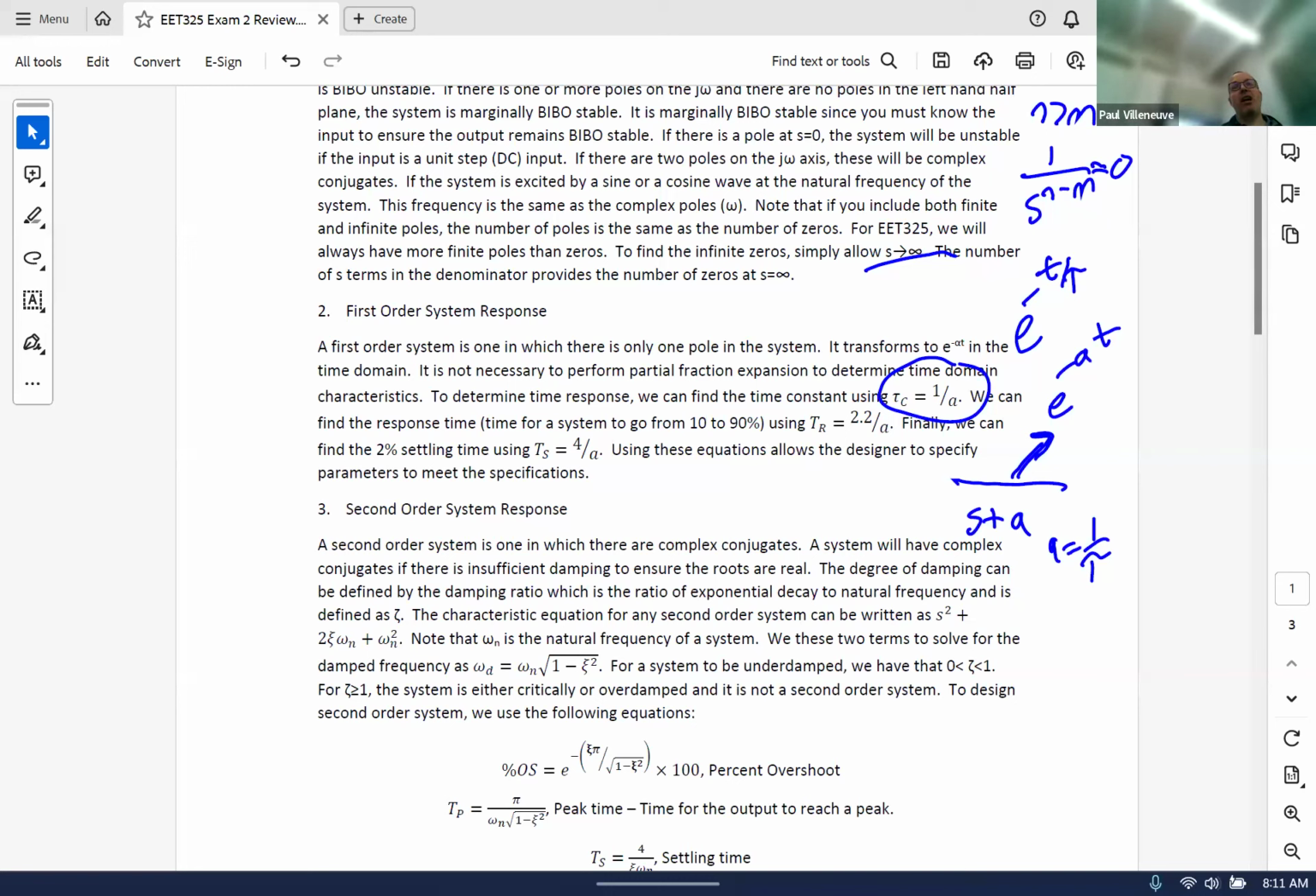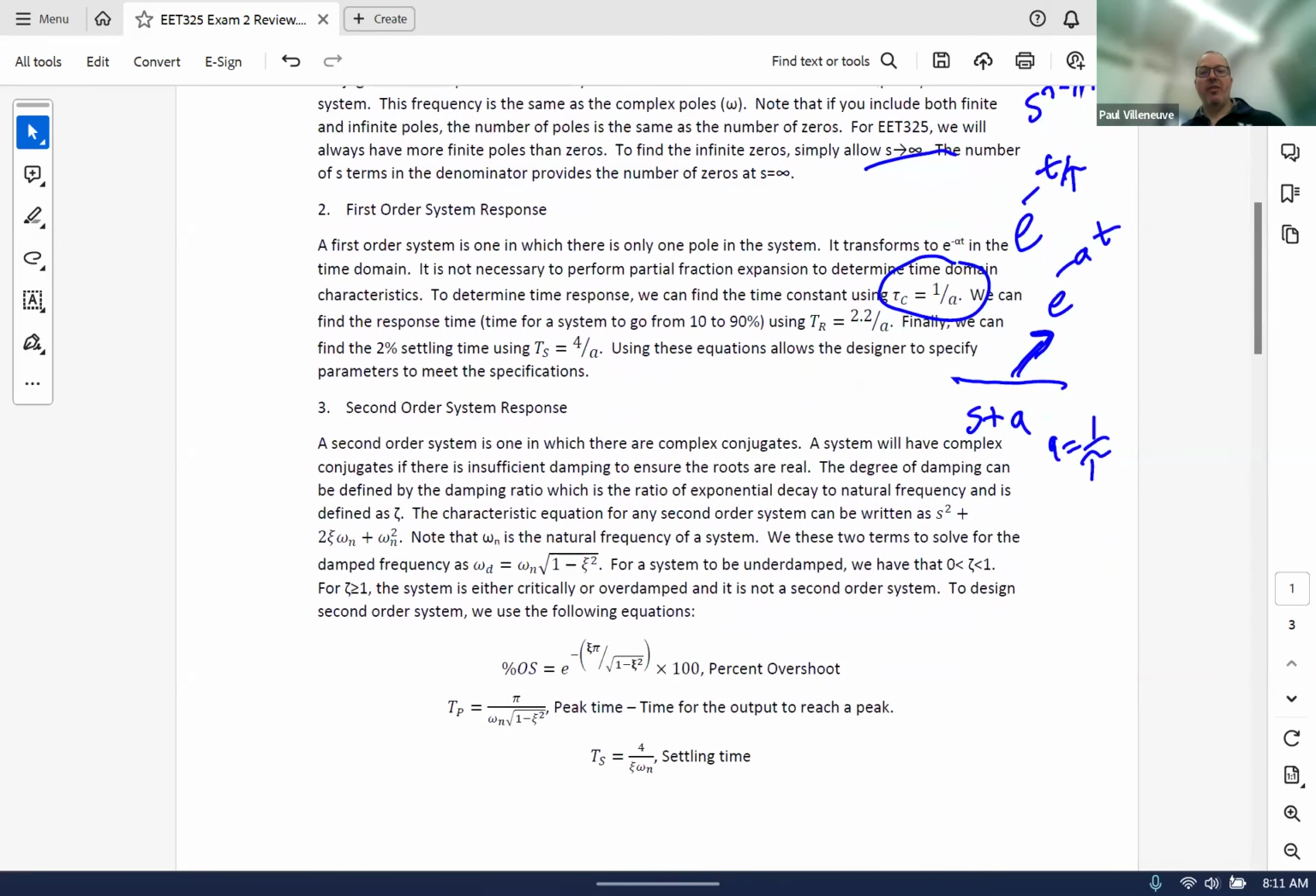So obviously the rise time, if you went from 0 to 100%, would be an infinite number of seconds. So let's stop this at a realistic output. Let's call it 90%. So 10 to 90% is 2.2 divided by A. And then if we want to use the 2% settling time, that's just going to be equal to 4 divided by A. All right. These equations only work if they're first order systems. Okay. They don't work for second order systems.